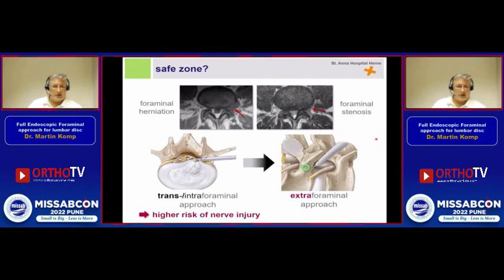You may have heard about the safe zone, the Kambin triangle. To our mind, a safe zone never exists when you are not able to clearly identify the structures in the preoperative MRI. If you have, for example, a foraminal herniation or a stenotic situation, then we have a high risk if we do this believing in the safe zone. So we have a high risk of nerve injury, and that's a reason to do an extraforaminal approach. That means our approach starts outside of the foramen at the bony junction of the pedicle and the ascending facet.